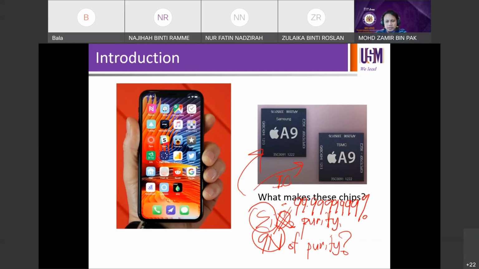So if your processes are not up to the level or the purity is not up to 9N, you just won't get the transistors to function. Okay, so you're going to learn later on a lot more that every device requires a different level of purity. For example, if you're working on ICs, you need to have at least 9N of silicon for the transistors to work.